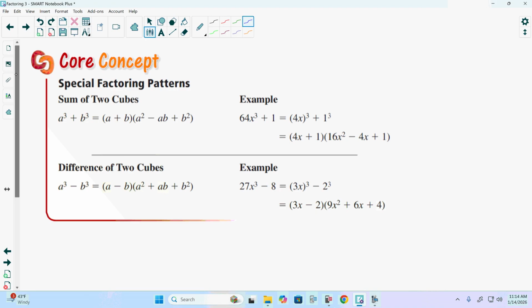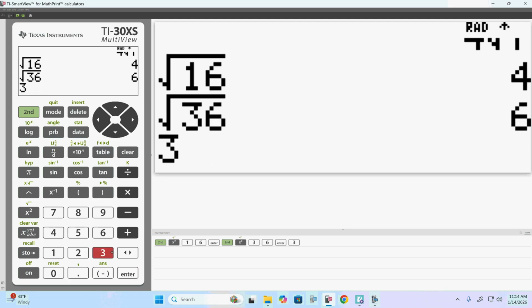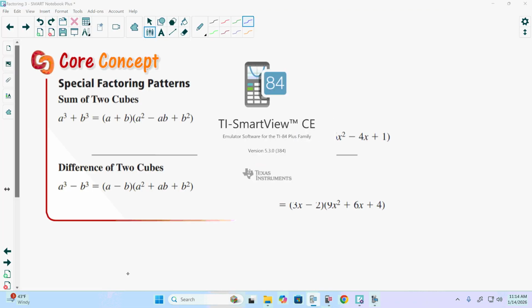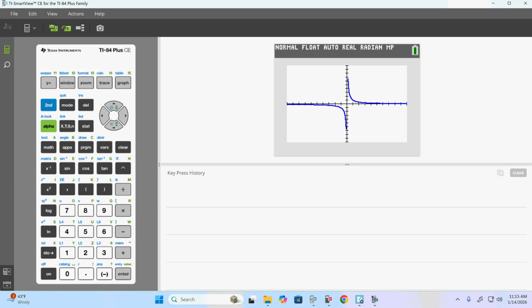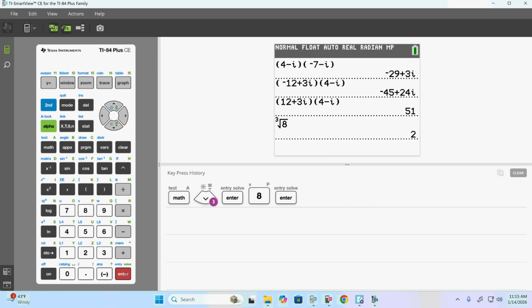Now, one of the nice things is you do not have to memorize your cubics because the calculator can take the cube root. It will tell us what the cube root of a number is. Can't do variables, but it can do numbers. Yes. Graphing calculators will do it also. A few more buttons to press to get to it, but it can do it. If we're looking at the graphing calculator, we can do math, go down to number 4, and it will do that there.